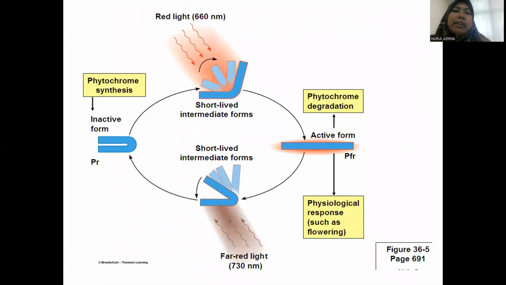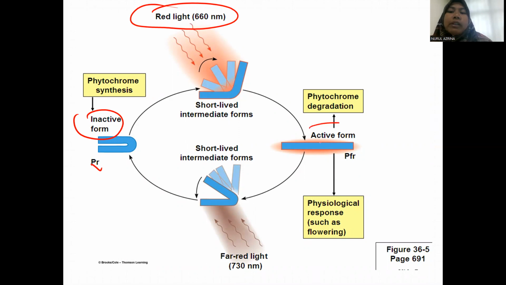You can see from this picture, this is the inactive form of phytochrome red. Phytochrome red will absorb red light. Red light is around 660 nanometer. Then it will be converted into a short-lived intermediate form and then into the active form, which is PFR. PFR will induce many physiological responses of the plant, like flowering.